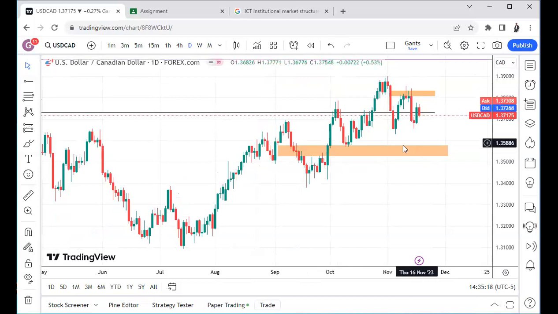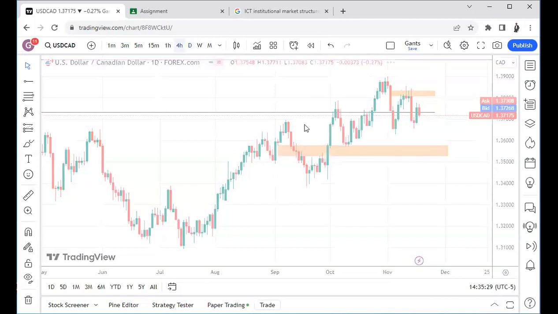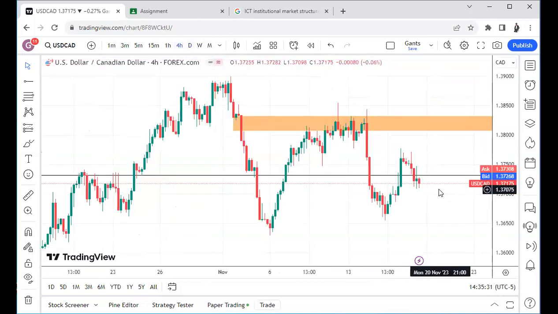This would have been an area for me to actually buy this thing, but it didn't give me that consolidation here. So let's see if it wants to go higher from there. All right, but I'm ultimately bullish on this pair, USD CAD. I'm bullish on it. Bullish. All right, so that's that for this.